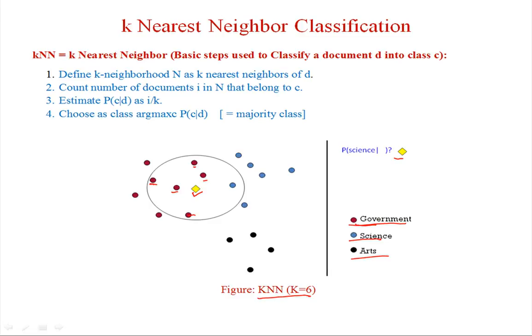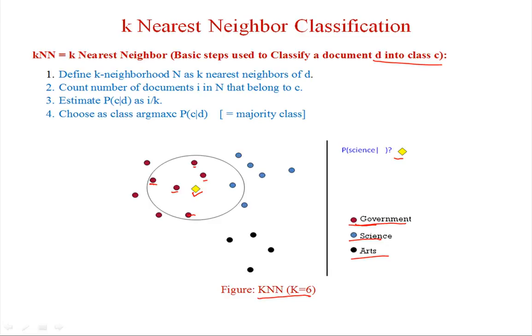Here the classification depends upon the nature of the nearest neighbors, but to calculate the similarity, we will use either distance measure techniques like Manhattan distance, Euclidean distance, etc., or cosine similarity measures. And finally we can estimate the probabilistic similarity. Now this is a simple approach for K nearest neighbor to classify a document D into the class C.